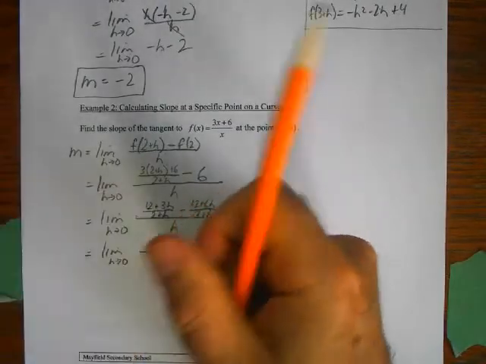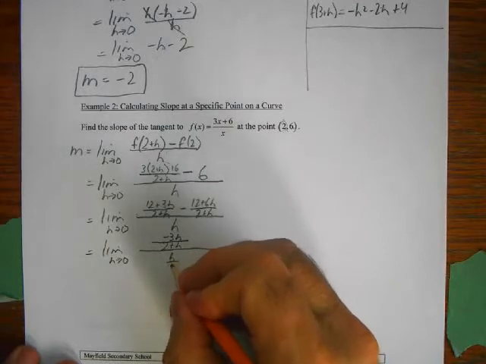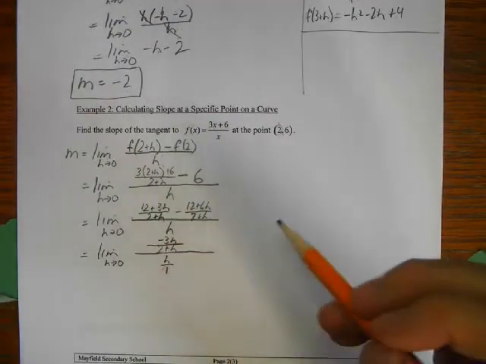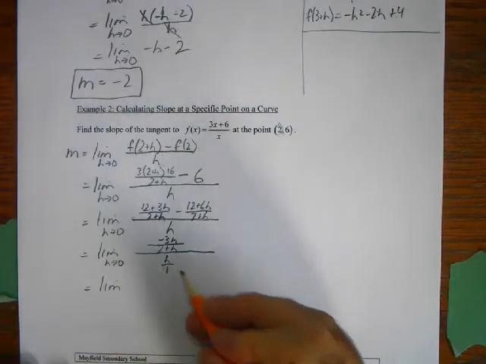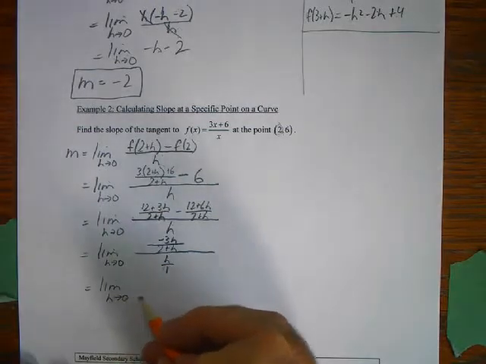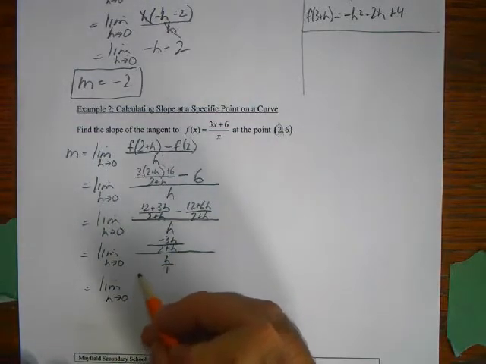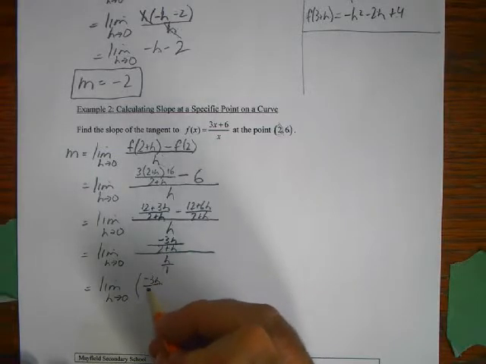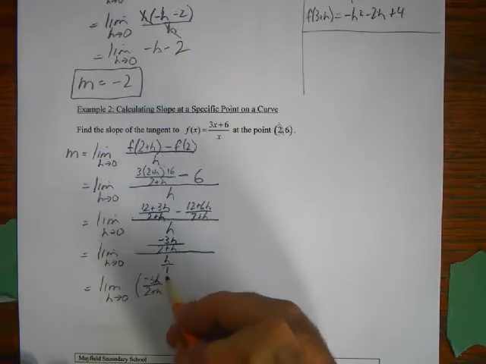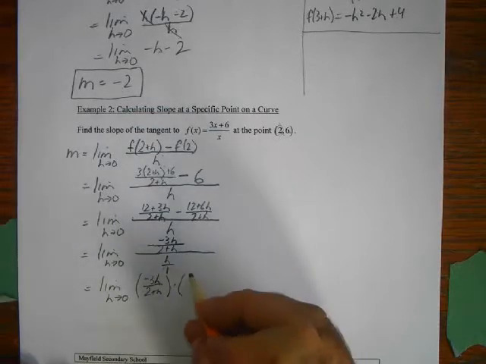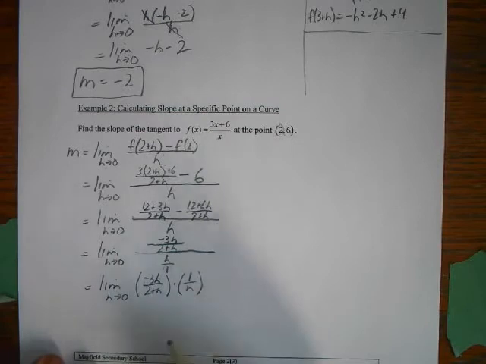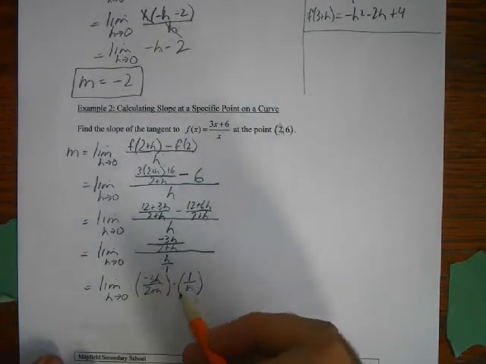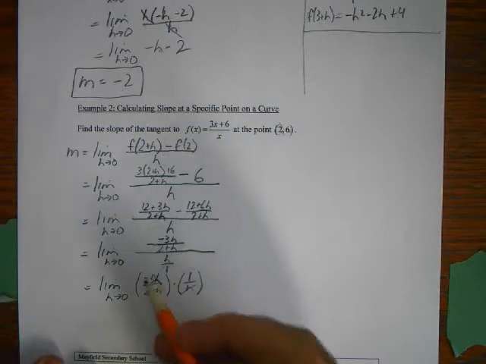I'm just going to write this h as h over 1, just to make it obvious. So remember, whenever we have a fraction divided by a fraction, we can just change it into multiplying by the reciprocal. So limit as h approaches 0 of, I'm going to put this in brackets, negative 3h over 2 plus h multiplied by 1 over h. Okay, and you can see when we do it this way, that h will cancel with that h, leaving the 3.